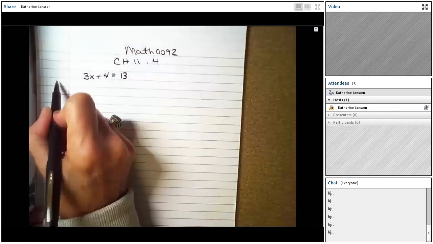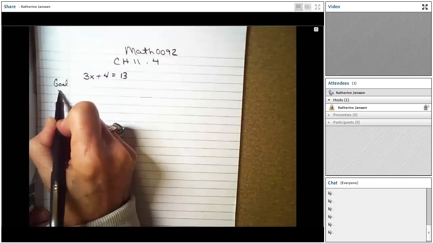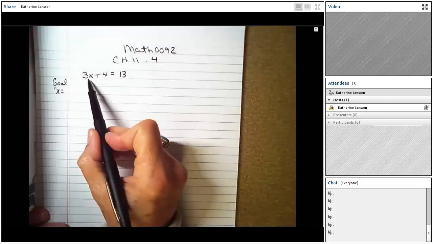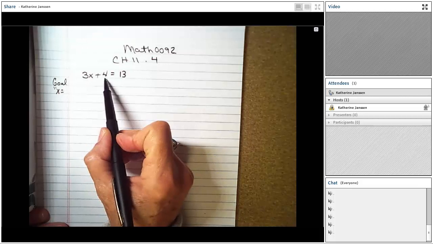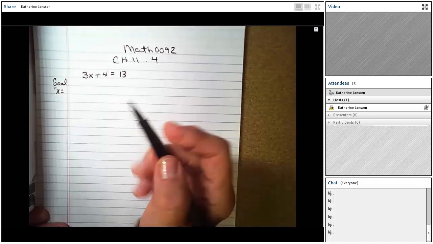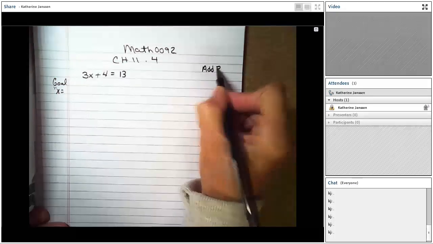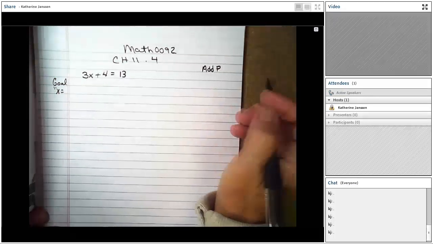And our goal, of course, is to solve for x equals. We want to isolate the variable. The variable is on the left side of the equation. There's another term, and it's wrapped up in multiplication. So we use the addition principle first to move terms to the other side of the equation.